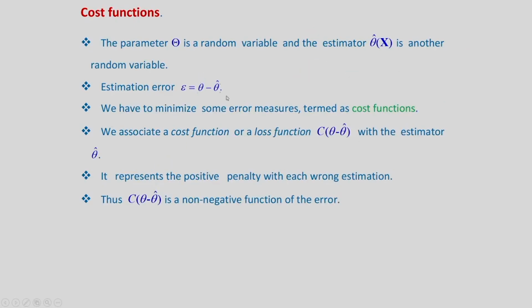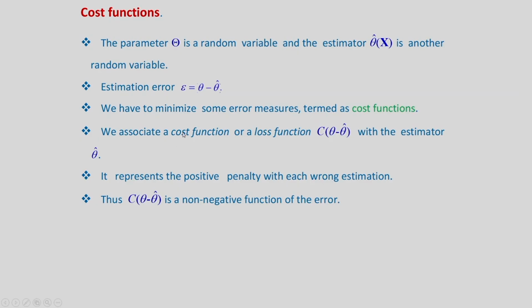Let us define another term, what is known as the cost function. The parameter theta is a random variable, and the estimator theta hat of x is another random variable. So, we have two random variables, and the estimation error at a particular point is given by theta hat minus theta. In the Bayesian framework, we have to minimize some error measures termed as cost functions.